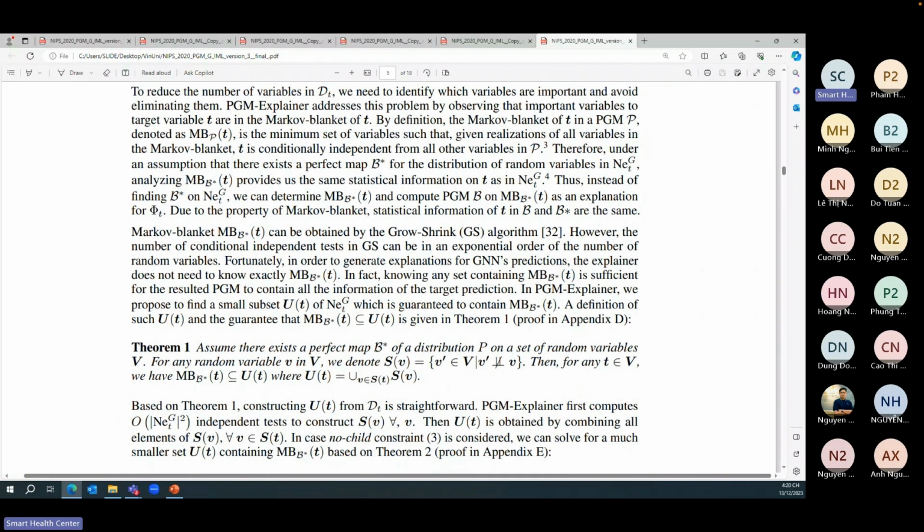Let's go back to the slide, because it's hard to show. Yeah, Hiểu ơi cho chị cái slide lại đi.